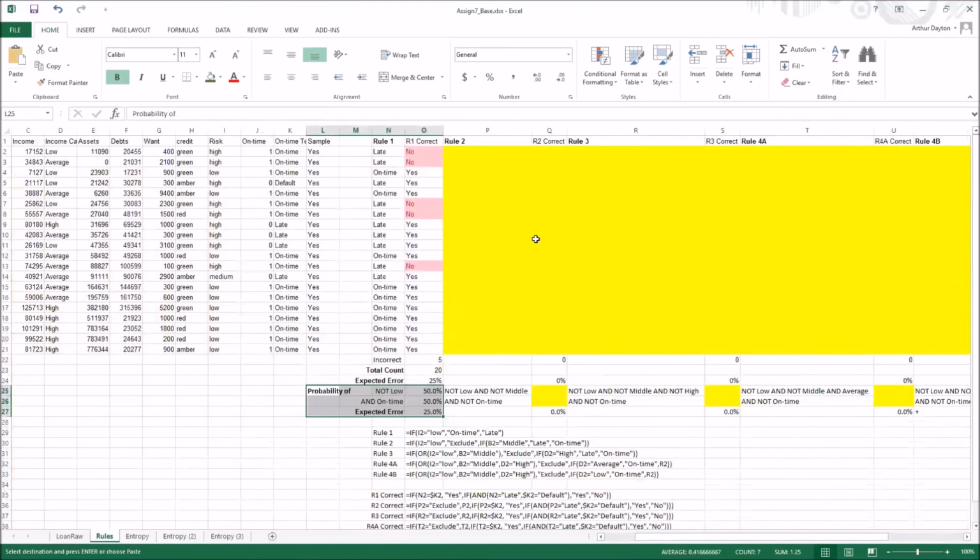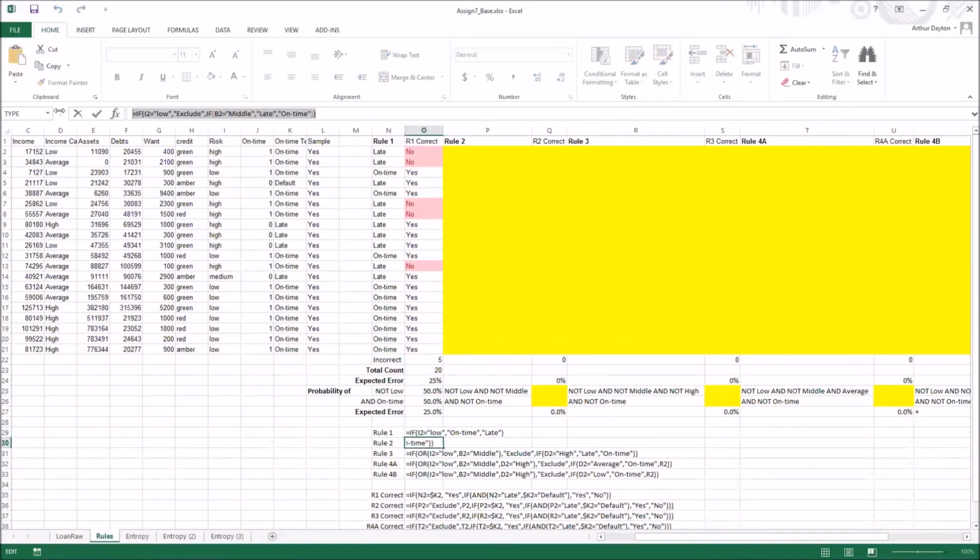So now we can pop back over here to our rules and fill in our second rule. Here you can see I've put this calculation together. I'm just going to copy this and paste it in here.